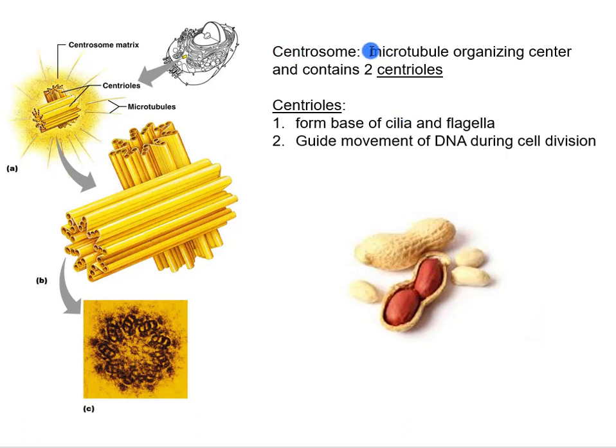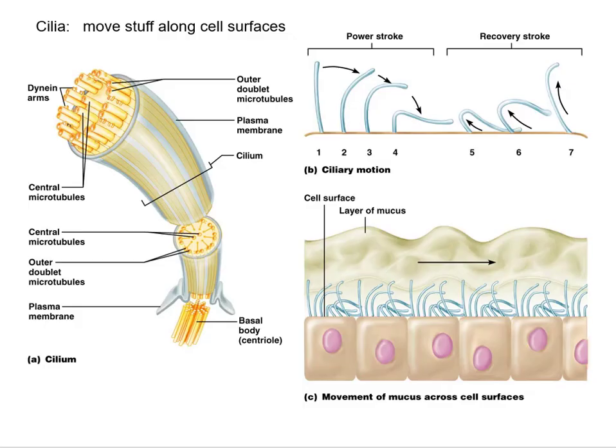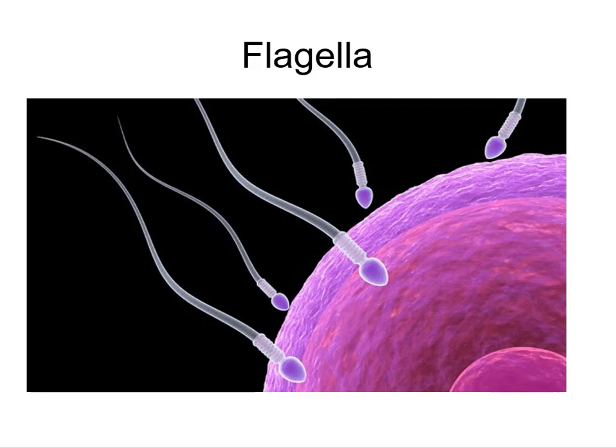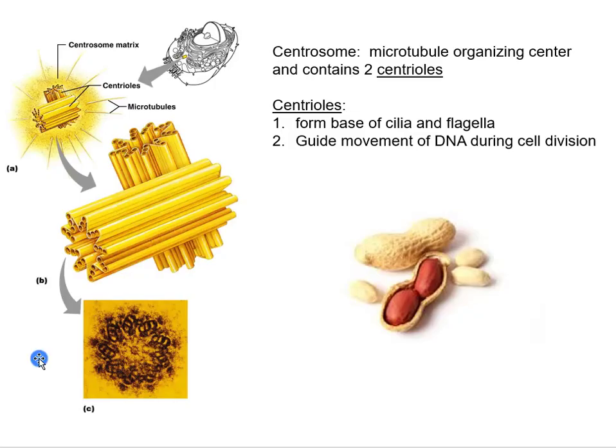So a centrosome, by definition, is a microtubule organizing center, and it contains two centrioles. The centrioles themselves, we see them at the base of the cilia and the flagella that we just described. We actually see the centrioles positioned right over there. I didn't point it out at the time, but there it is. There's a picture right at the tip of that cilia, and you're going to see a centriole there. But you'll also see that in flagellum, although I don't have a specific picture for that.